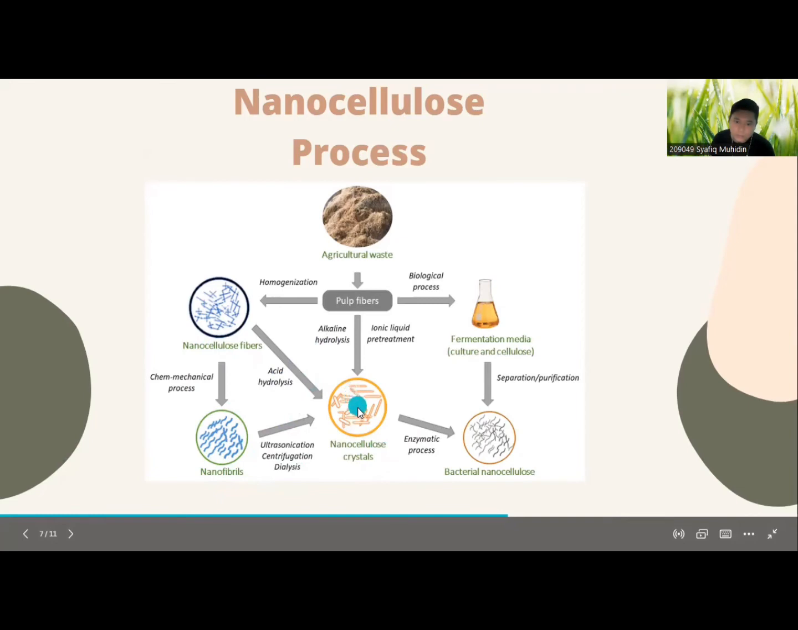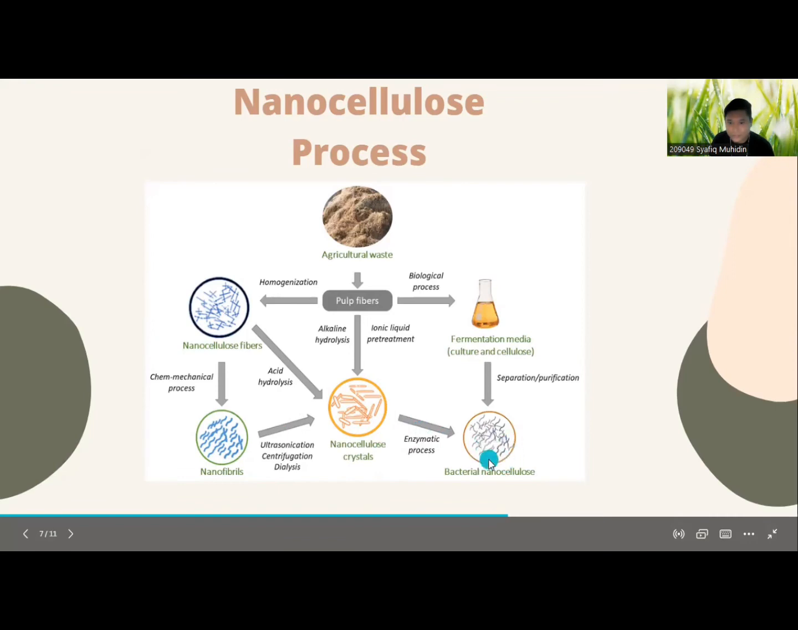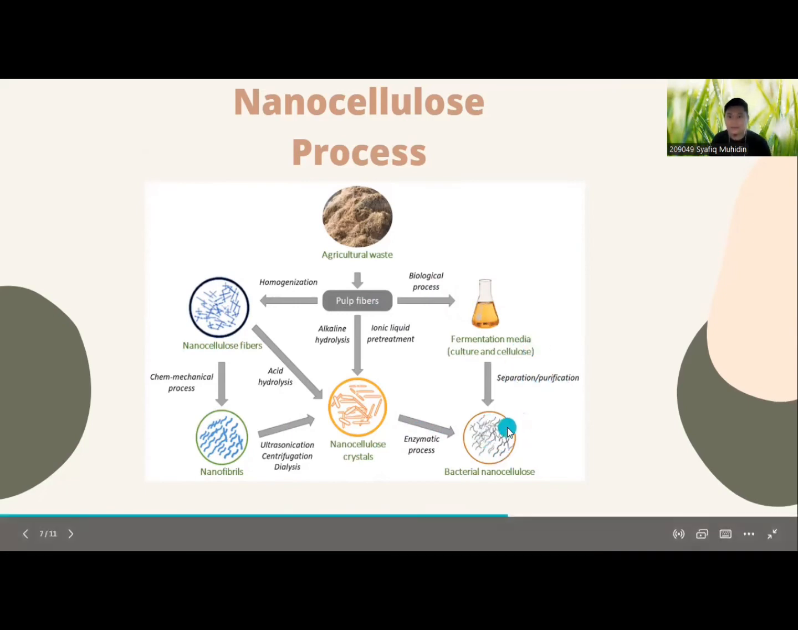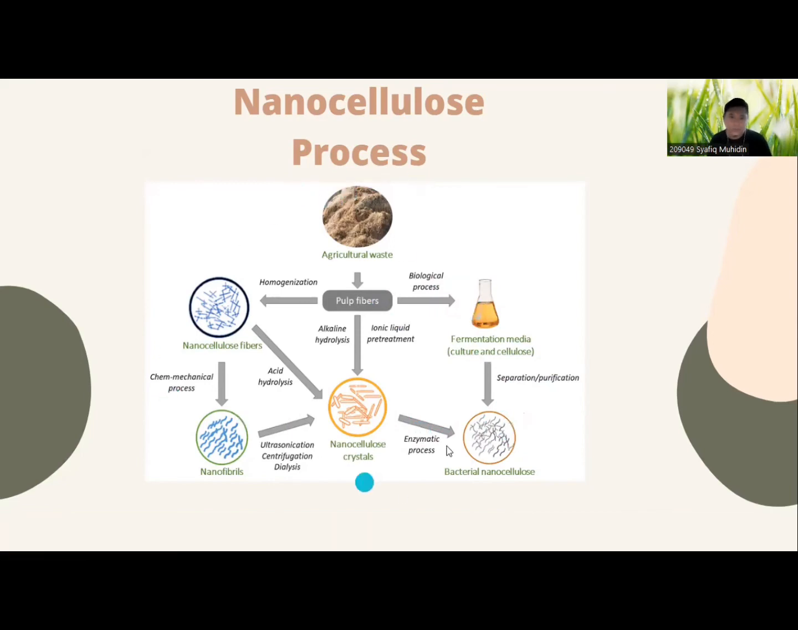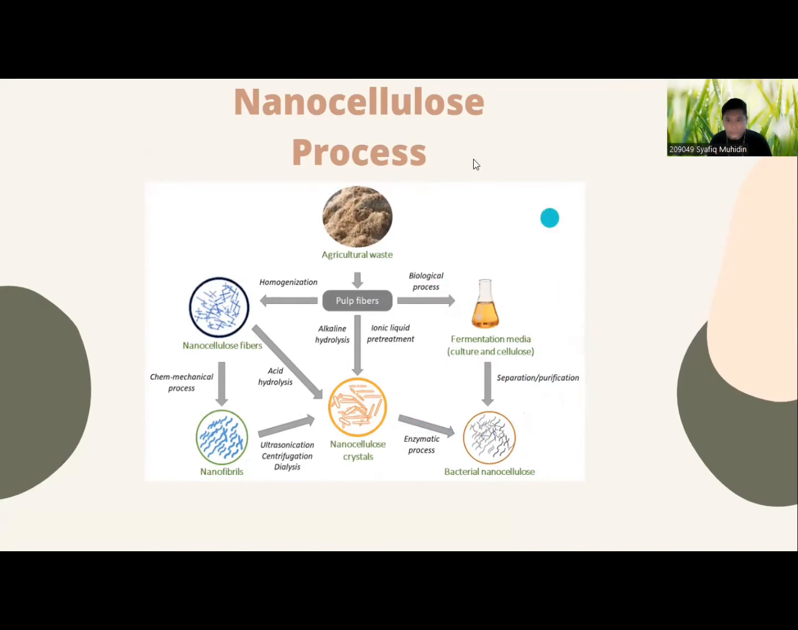The nanocellulose crystal can also be converted into bacterial nanocellulose by using the enzymatic process. To get bacterial nanocellulose directly, we use a biological process, which uses fermentation media, and through separation and aggregation, we get the bacterial nanocellulose. This is how to get the nanocellulose. That's all from me. Thank you.